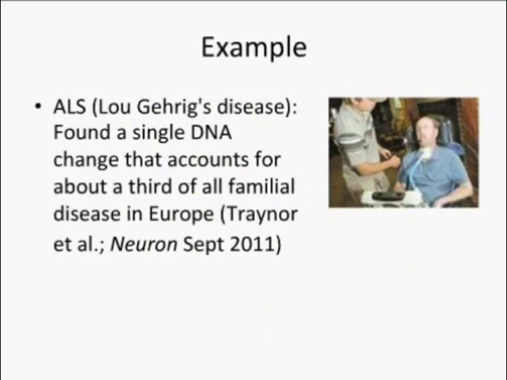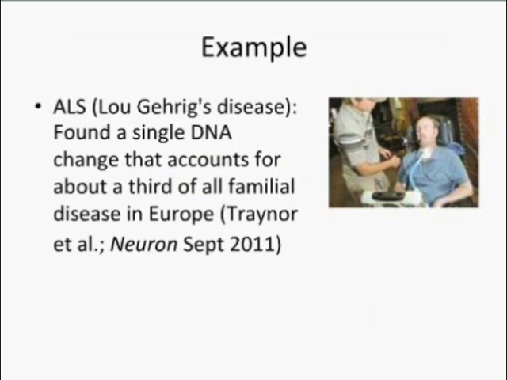Then Brian Traynor at NIH, it took him a couple of years, but once we knew there was a clue that a genetic marker was associated with Lou Gehrig's disease, he went in and looked in detail for the actual genetic change that was responsible. And he found it, and we now understand that this change accounts for about a third of all familial Lou Gehrig's disease, at least in Europe. So this gives you an idea of the exciting things you can do with these genome-wide association studies.